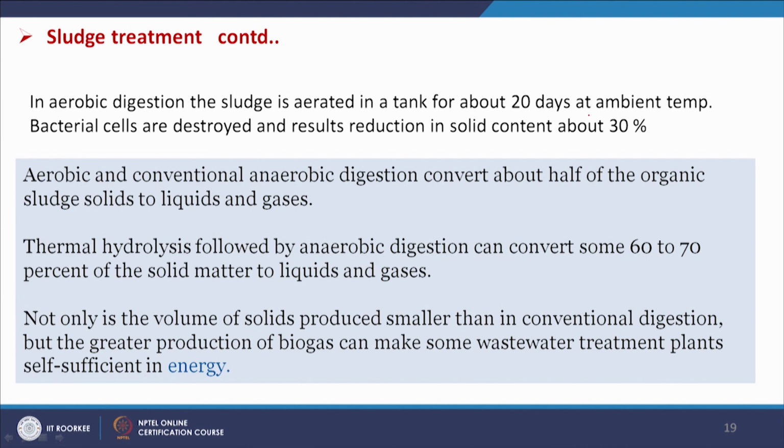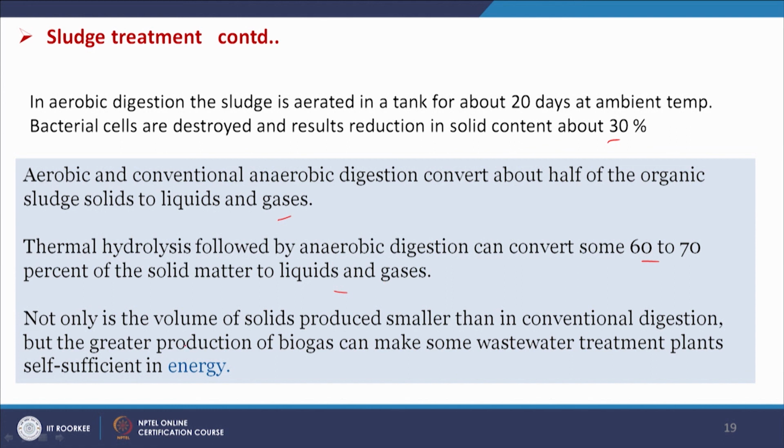In aerobic digestion, the sludge is aerated in a tank for about 20 days at ambient temperature. Bacterial cells are destroyed, resulting in a reduction in solid content of about 30%. Aerobic and conventional anaerobic digestion convert about half of the organic sludge solids to liquids and gases, and thermal hydrolysis followed by anaerobic digestion can convert some 60 to 70% of the solid matter to liquids and gases.